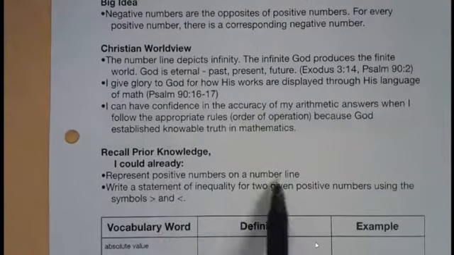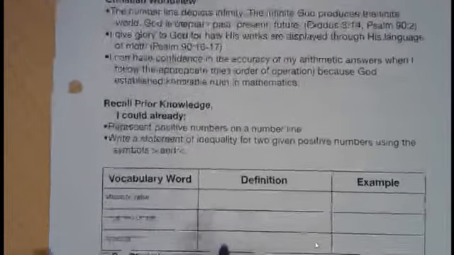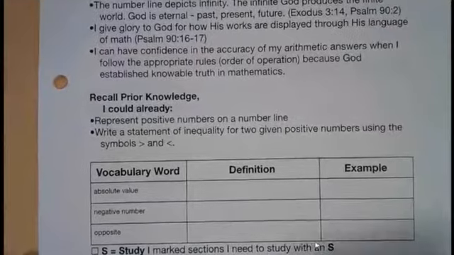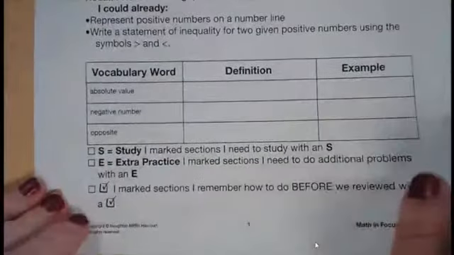This recall prior knowledge is what you could do before you even did this chapter at the beginning of the year, and now you certainly should be able to do these. Make sure you review the vocabulary words of absolute value, negative number, and opposite before your final as well.